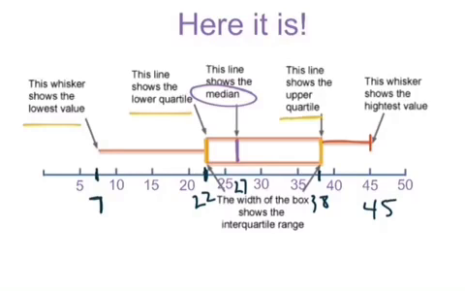So the beginning number of our data was 7, the ending was 45, and then we had these values in between, okay? Finally, I kind of covered it up, but the width of the box shows the interquartile range, and you can have that written down. We'll talk about interquartile range in a little bit. But this is how you read a box plot.